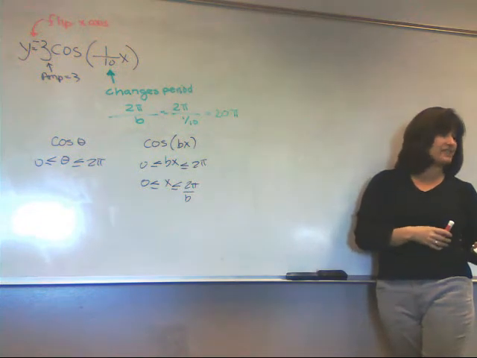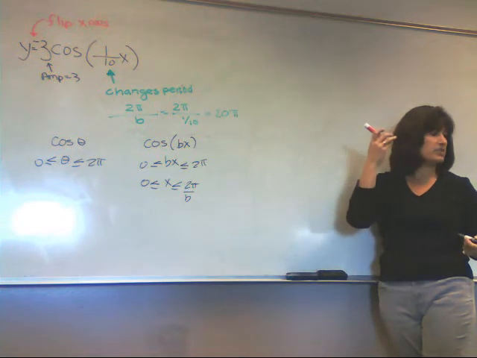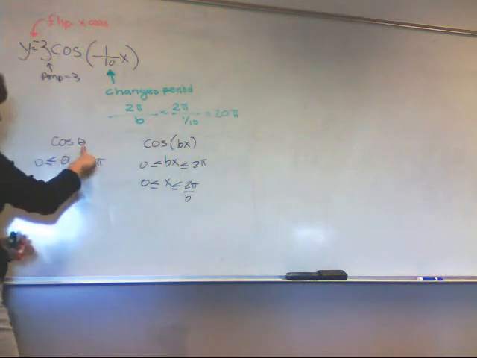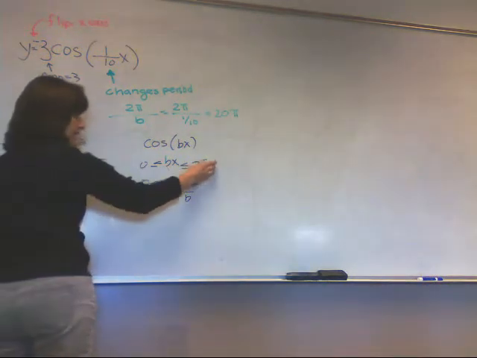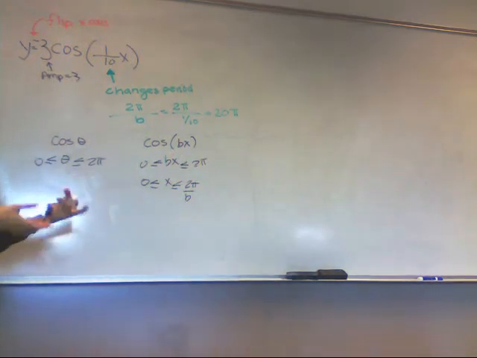Now with tangent and cotangent, the formula changes, right? Why does it change? Because if this was a tangent of theta, this would be a pi. So we would get pi divided by b. So it's the original period divided by b.